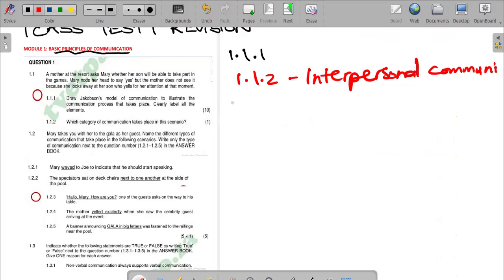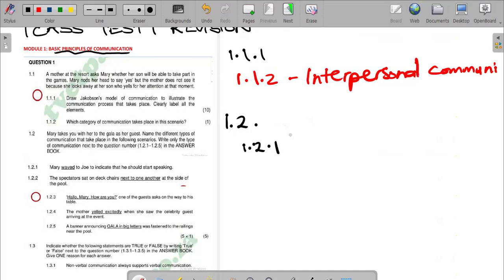I'm going to move on to 1.2. Mary takes you with her to the gala as her guest. Name the different types of communication that take place in this scenario. Write only the type of communication next to the question number.